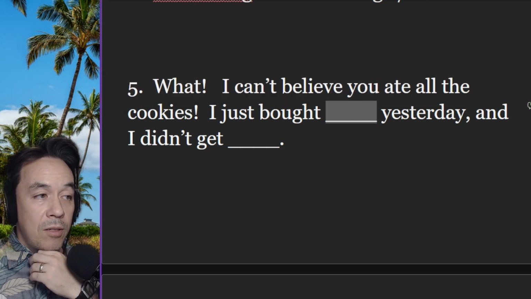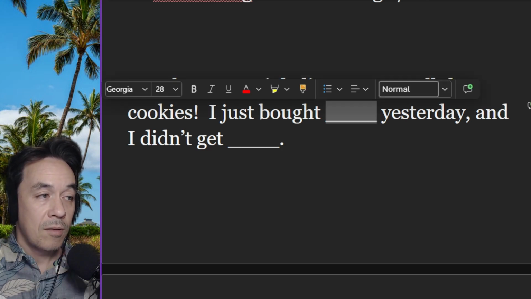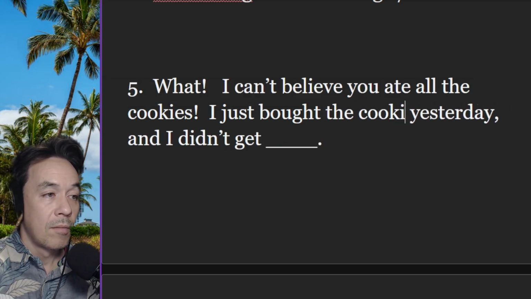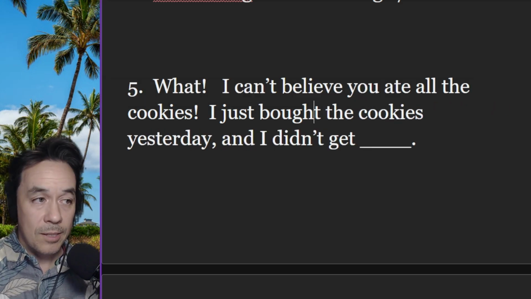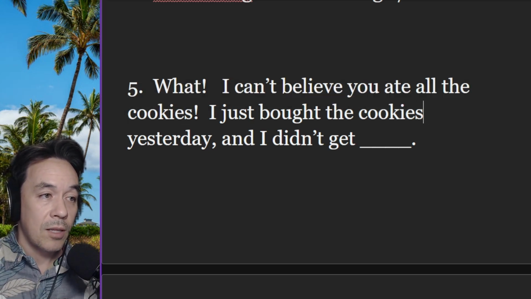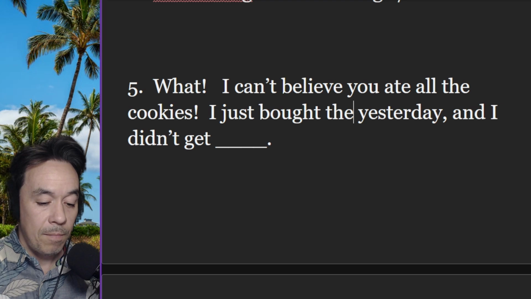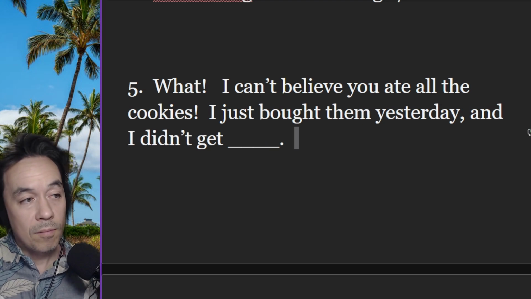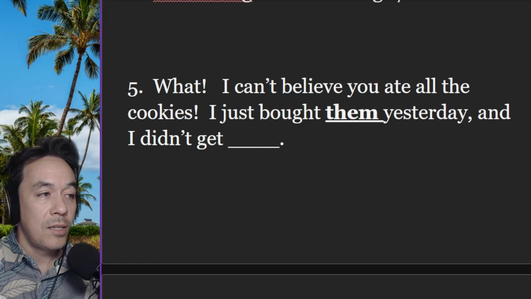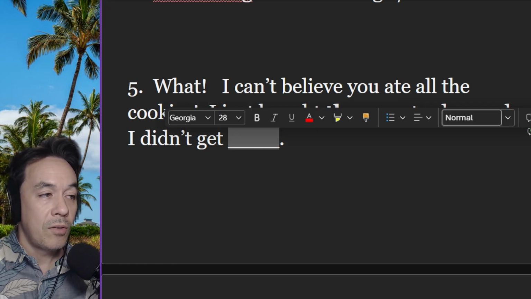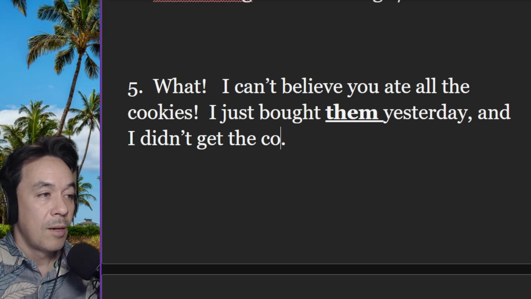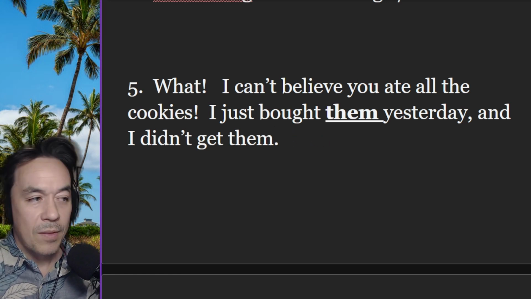The answer here, I just bought the cookies. I just bought the cookies yesterday, right? But the cookies, we don't say. We cut this down. The, right? They're plural. I just bought them yesterday, and I didn't get the cookies, right? And I didn't get, you could say them, right?